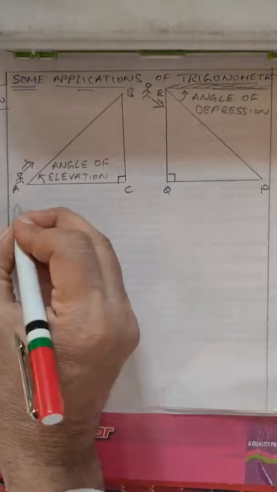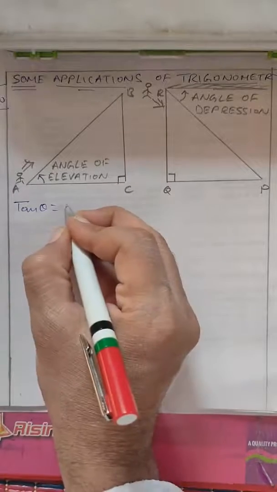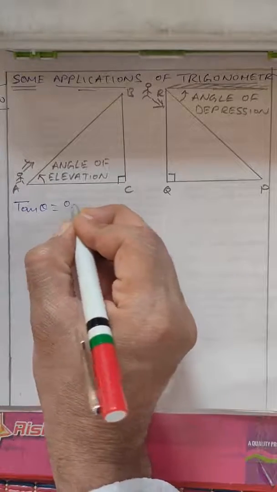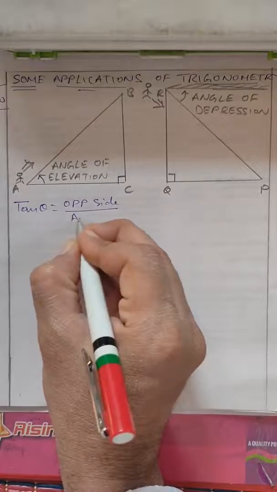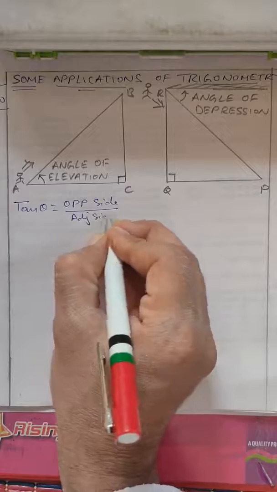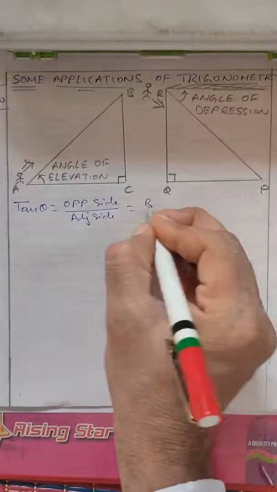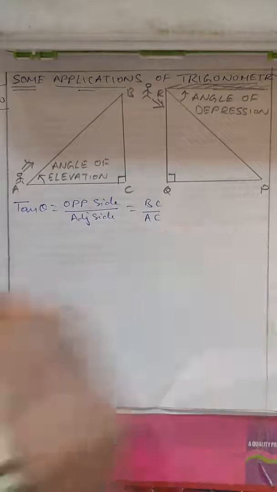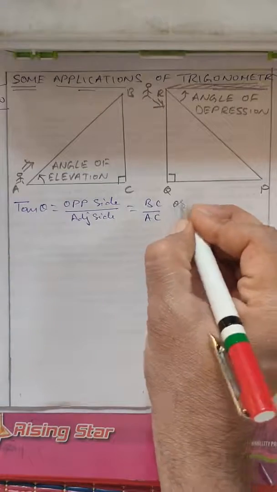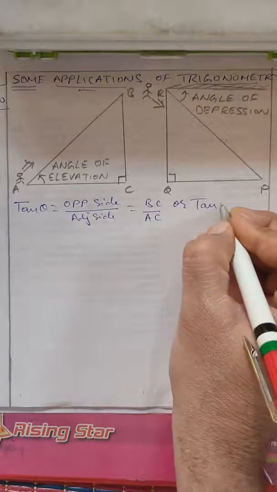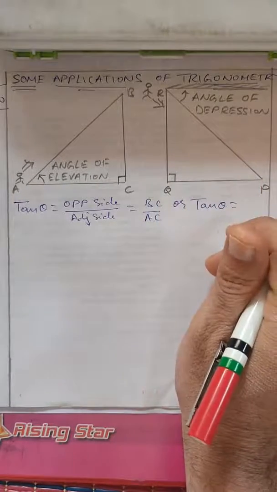What is tan theta? Opposite side upon adjacent side. That means if you take this example, BC upon AC. So this is very important. Or if you take this example, tan theta will be the opposite side upon the adjacent side.